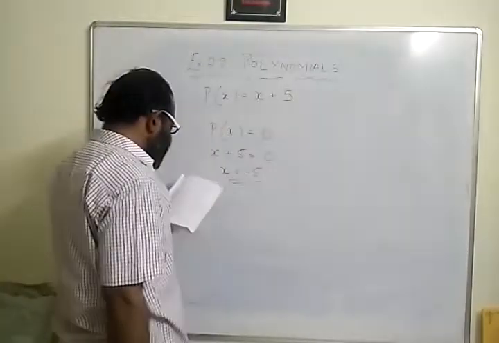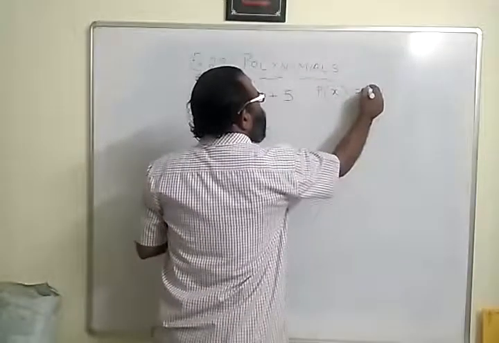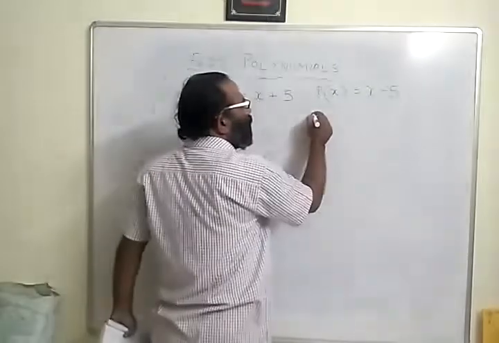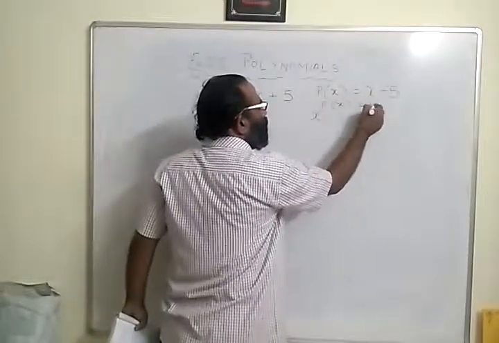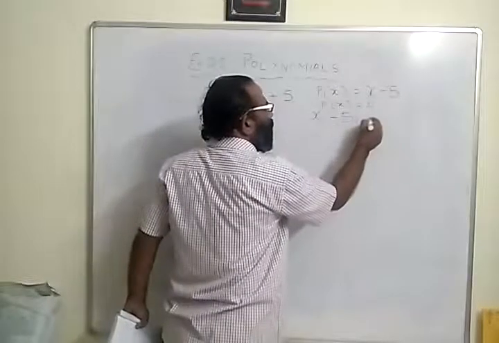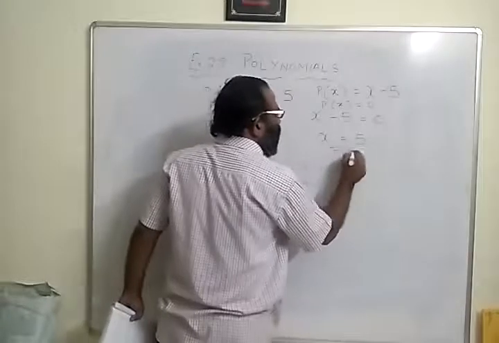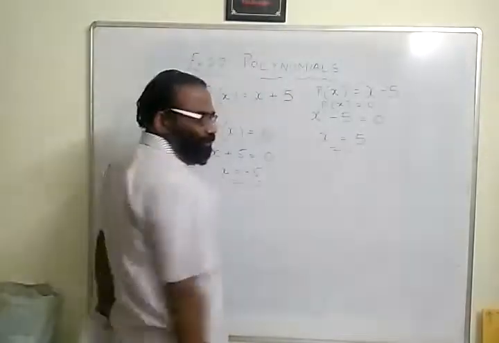So the next one is P of x is equal to x minus 5. So now what do we do? As we said, P of x should become 0. So x minus 5 equals 0. So x is equal to 5. So the 0 of this polynomial is 5.